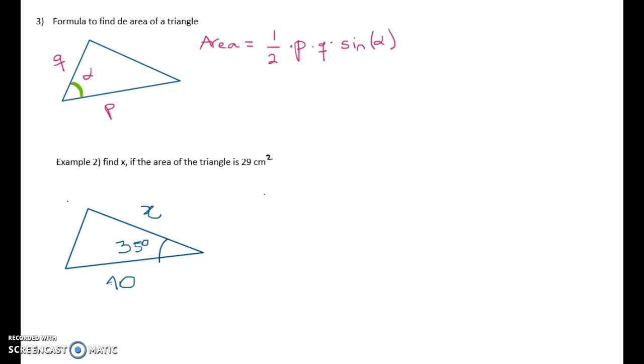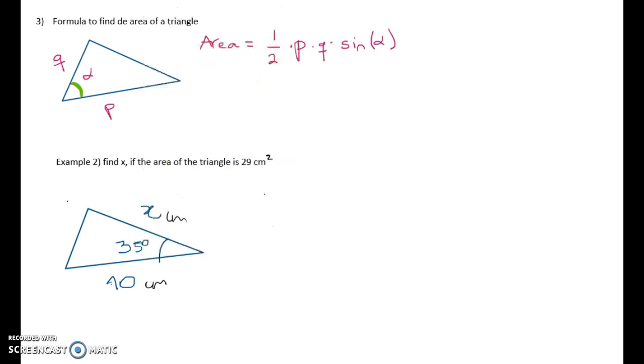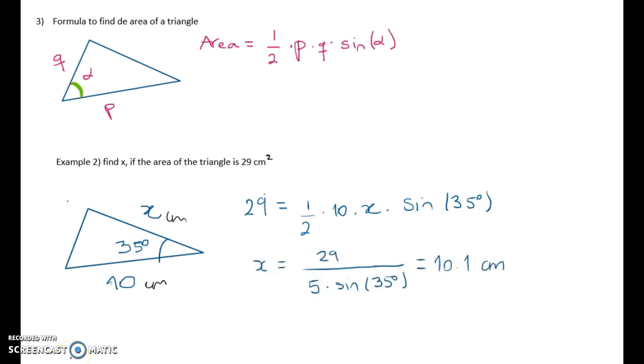In our second example, we want to find x, the measure of one of the sides of the triangle, knowing that the area of the triangle is 29 square centimeters. Here I should add the lengths are in centimeters to make this reasonable. So what we know is that by the formula for the area, 29 is going to be the same as a half times 10 times x times sine of 35 degrees. And now you pause the video so you can find x by isolating it from this equation. And you can check that the result for this value of x is 10.1 centimeters.